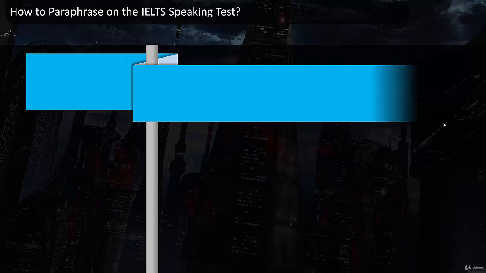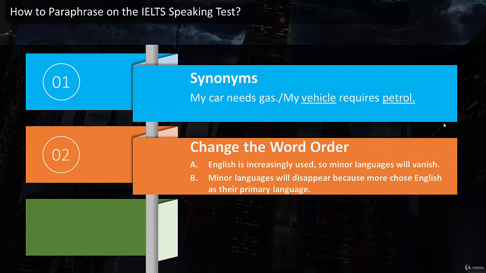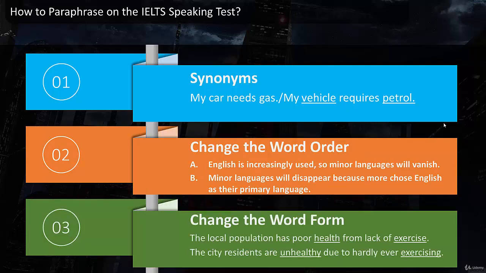Now, when we're talking about a few more tips and advice, in terms of synonyms, this is what I mean by synonyms. First sentence, my car needs gas. My vehicle requires petrol. Okay? Changing the word order. English is increasingly used, so minor languages will vanish. What I mean by change the word order? Minor languages will disappear because more choose English as their primary language.